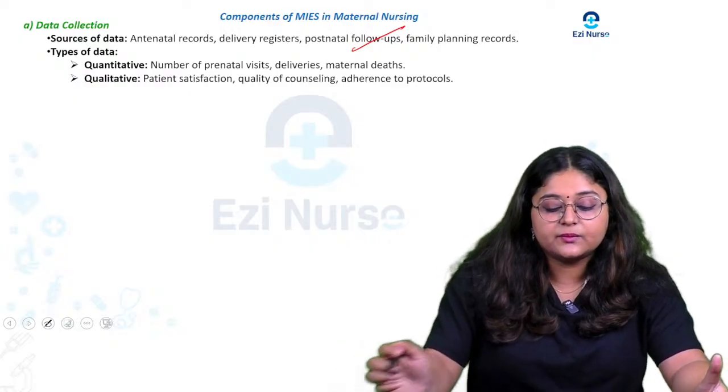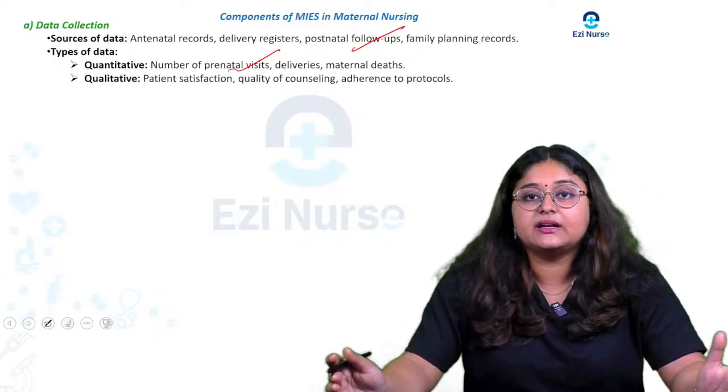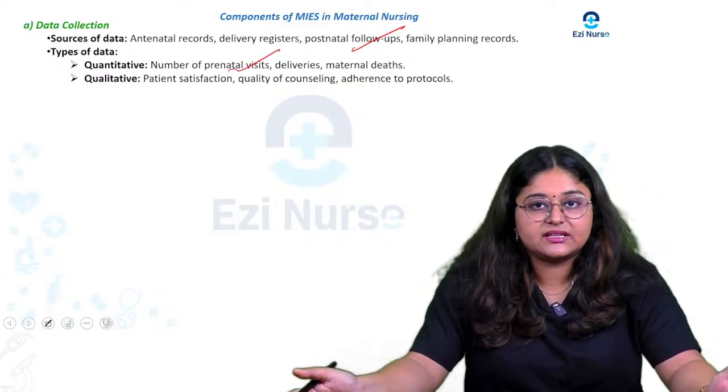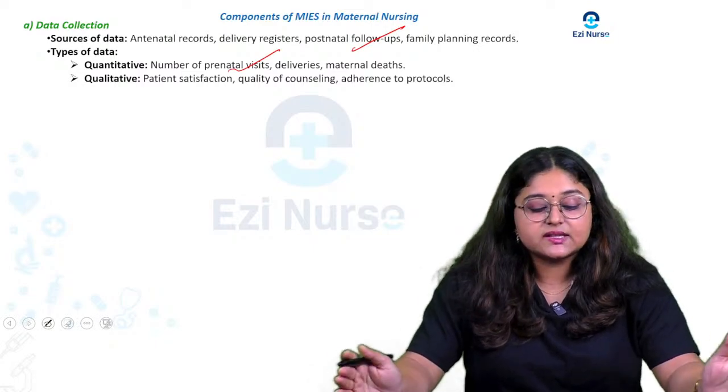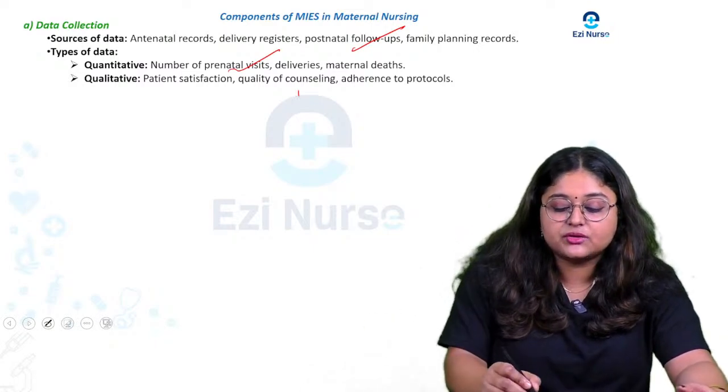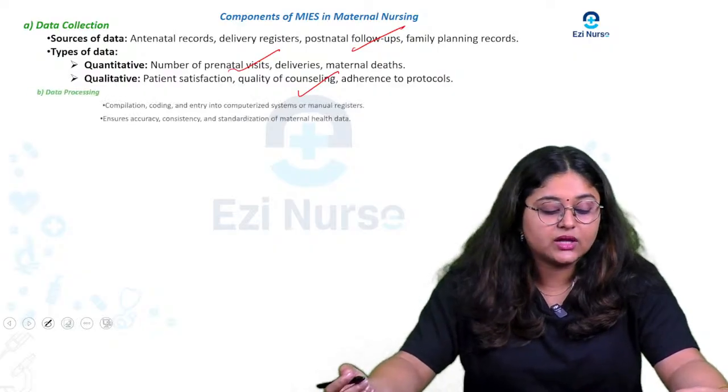In the quantitative they are mainly seeing the number of prenatal visits, deliveries, postnatal visits, etc., maternal deaths, then premature birth rate, death rate, everything. Next is the qualitative, like patient satisfaction rate, quality of counseling, adherence to the protocols.